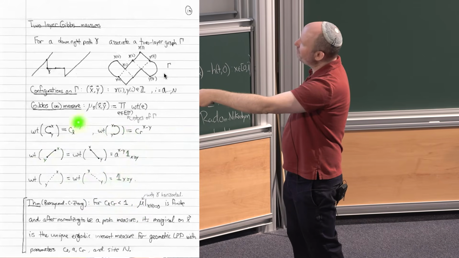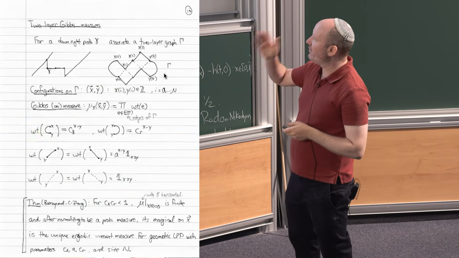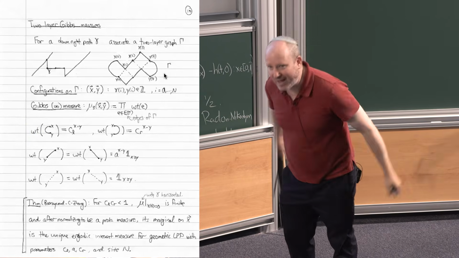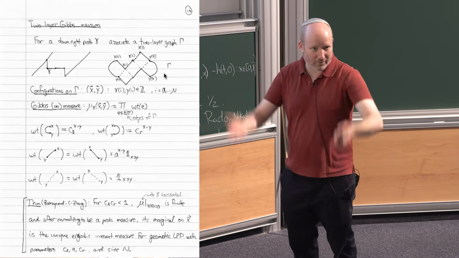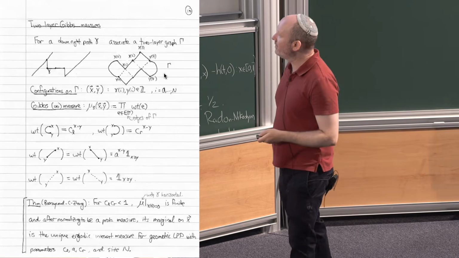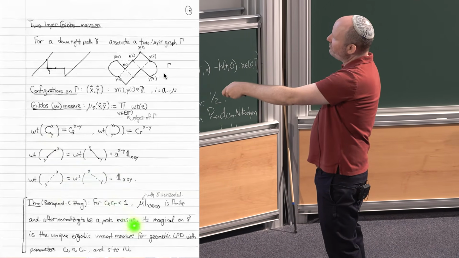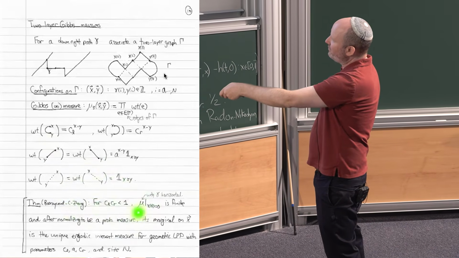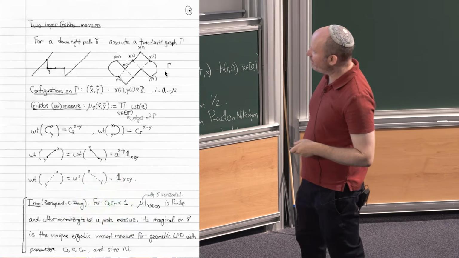So this defines some measure. And I say it's an infinite measure because everything depends on the difference of x and y's. So if I added 1,000,000 to everything, it doesn't change the weight. Okay, so there's a sort of overall invariance with respect to shifting everything. So what the theorem says is that provided CL times CR is less than 1, and you should think of this as analogous to u plus v being bigger than 0.